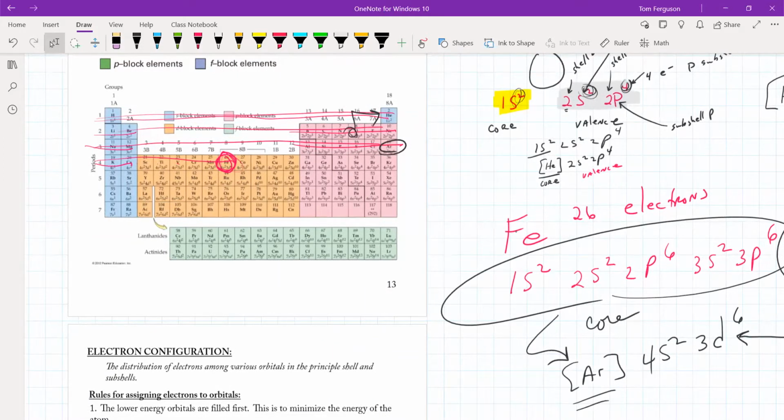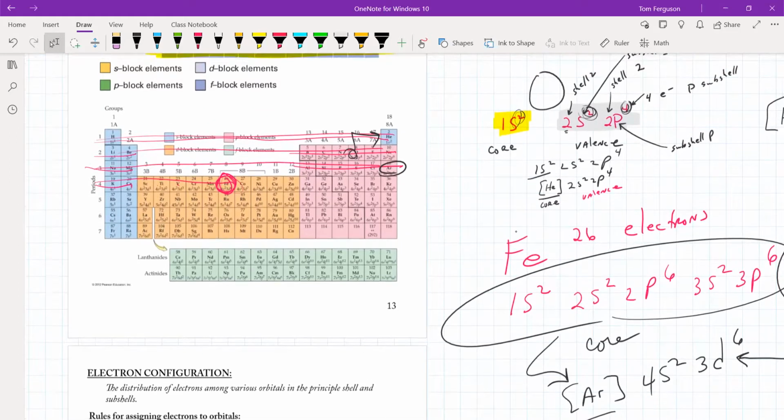Okay, let's do another one. Let's clean all this up. Let's do, oh, I don't know, manganese. How about molybdenum?